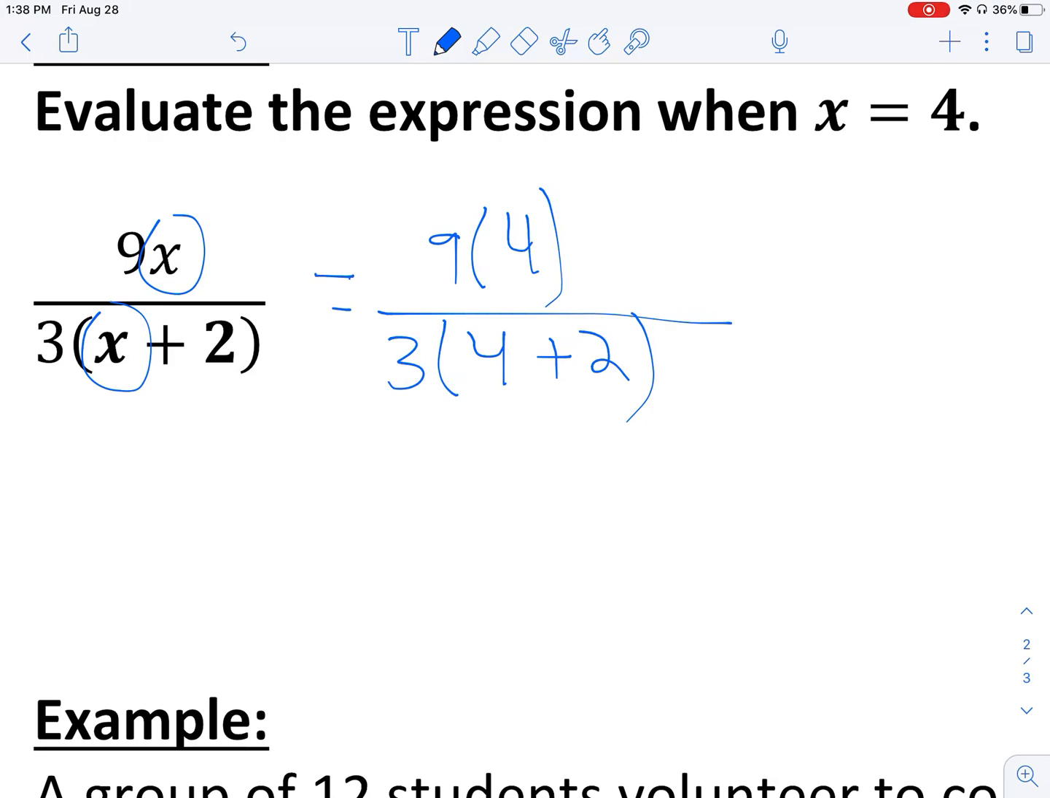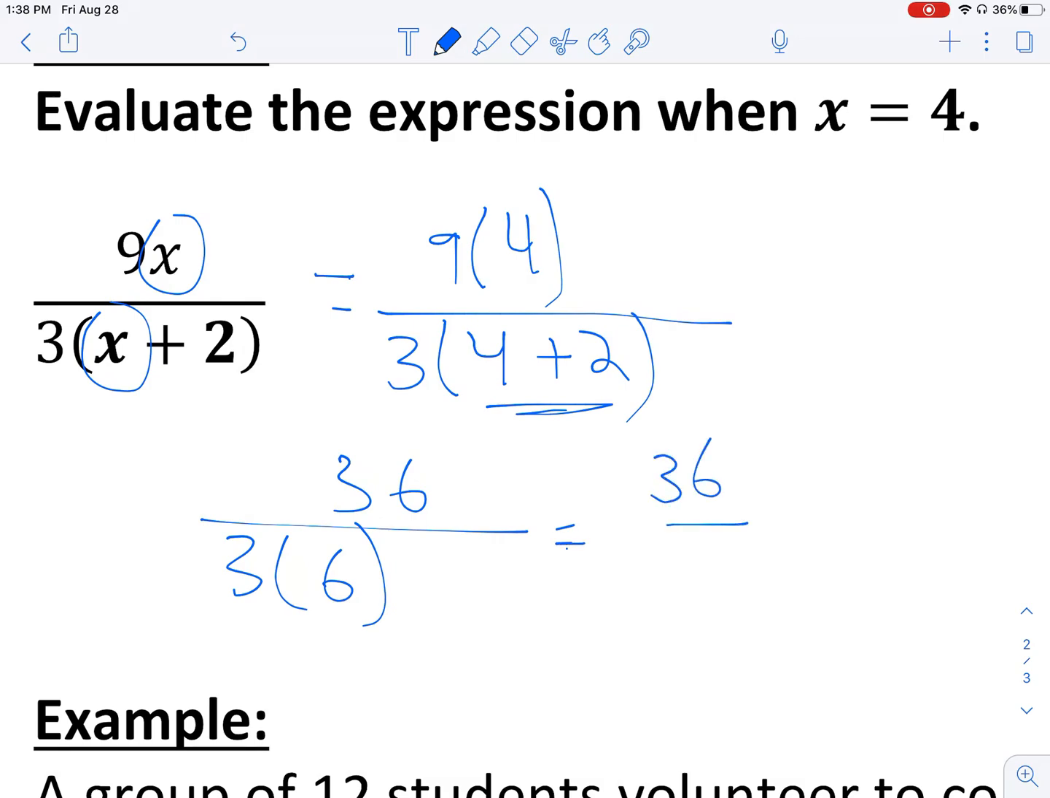All right, so in this case, now when there's a fraction bar, you can work numerator, which of course is the top, and the denominator is the denominator. So 9 times 4 is 36 over 3 times, computing this first, gives you 6, which gives you 36 over 18, which when you divide that out, you get 2. Okay.